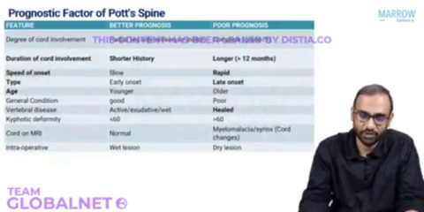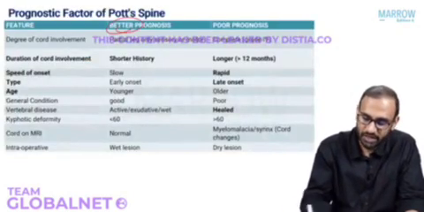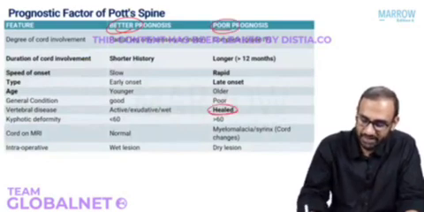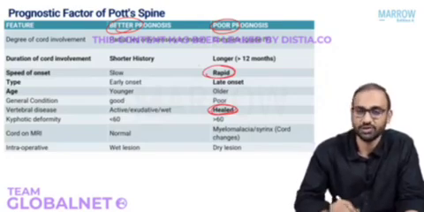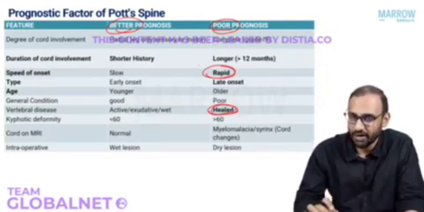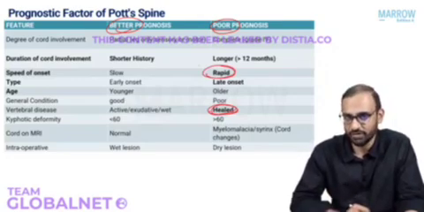This is the table that I want you to go through again. Between the better prognosis and the poor prognosis, it's the healed disease that has the poorer prognosis. And also remember, rapid onset of the disease is usually because of a spinal artery thrombosis that will lead to ischemia of the spinal cord.